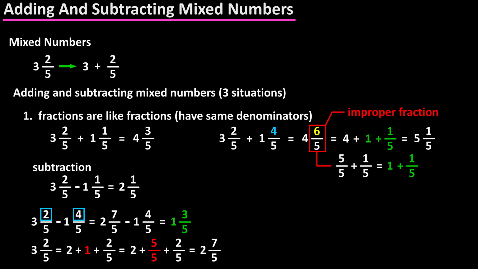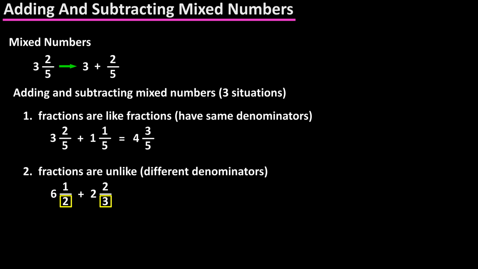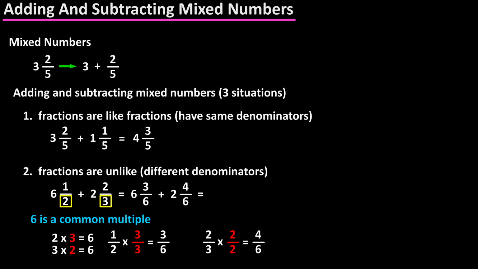For the second type of problem, where the denominators are different, such as 6 and 1 over 2 plus 2 and 2 over 3, we have to first convert the denominators to the same number. From inspection, we know that 6 is a common multiple of both 2 and 3, so we can convert the denominators to 6. And I've written out that process on the screen. Keep in mind that 1 over 2 is the same value as 3 over 6, and 2 over 3 is the same value as 4 over 6. So there has been no change in the value in this problem.